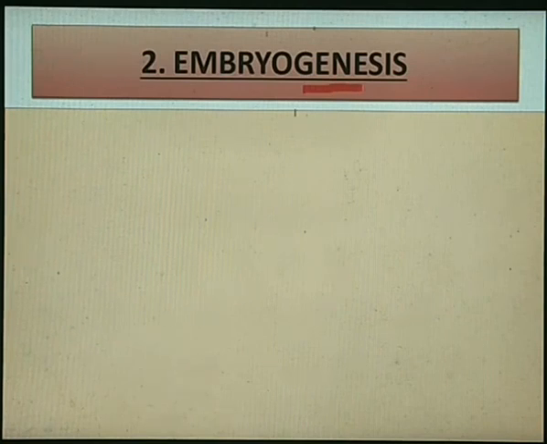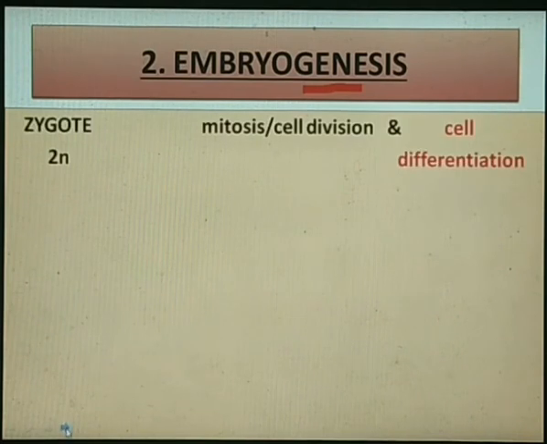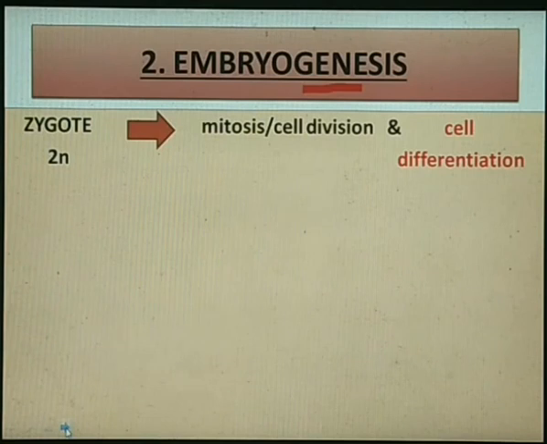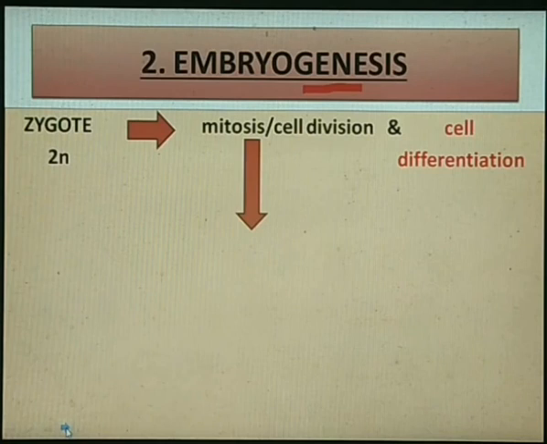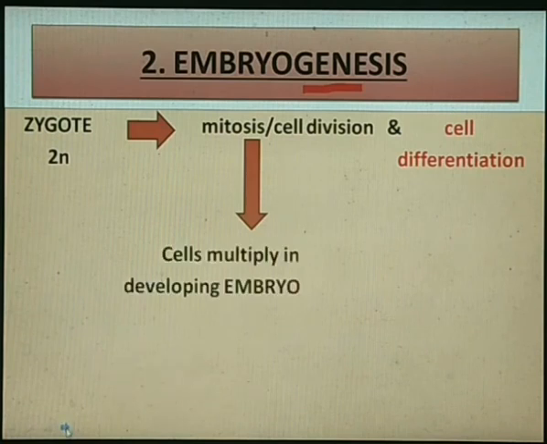It's called as embryogenesis. The zygote will here undergo mitotic division, so it will be very much metabolically active and also it will undergo cell differentiation. Now what do we mean by cell differentiation? The mitotic division, when it takes place, the cell grows multicellular and it will develop into an embryo.